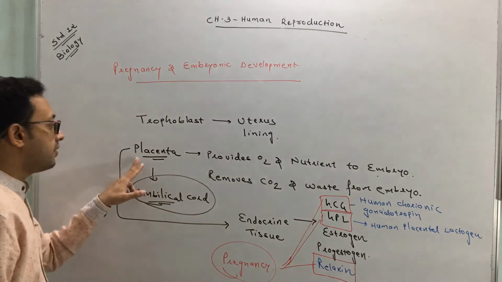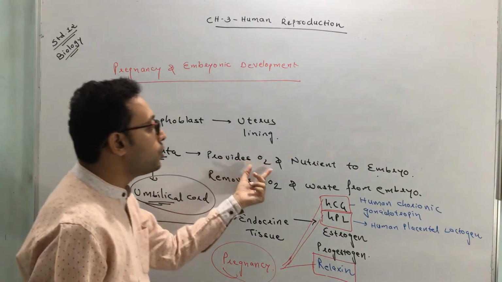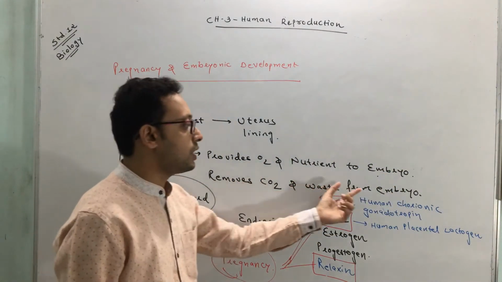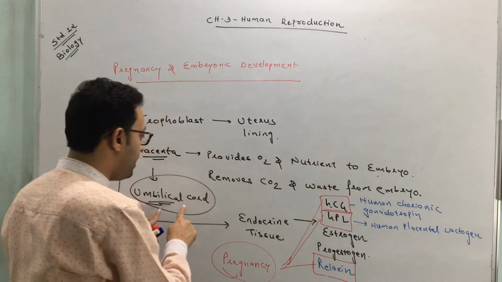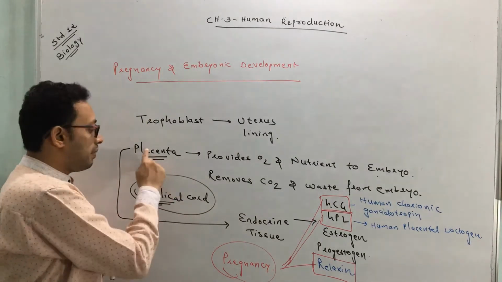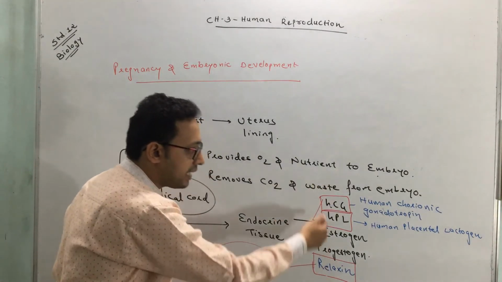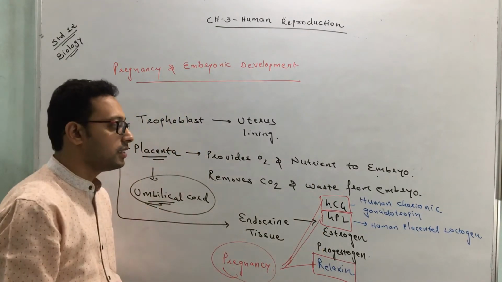In short, the function of the placenta, a structural and functional unit, is to provide O2 and nutrients to the embryo. It removes carbon dioxide and waste from the embryo. The placenta and embryo are connected via the umbilical cord. The placenta can also act as an endocrine tissue and releases hormones like HCG, HPL, estrogen, progestogen and relaxin.